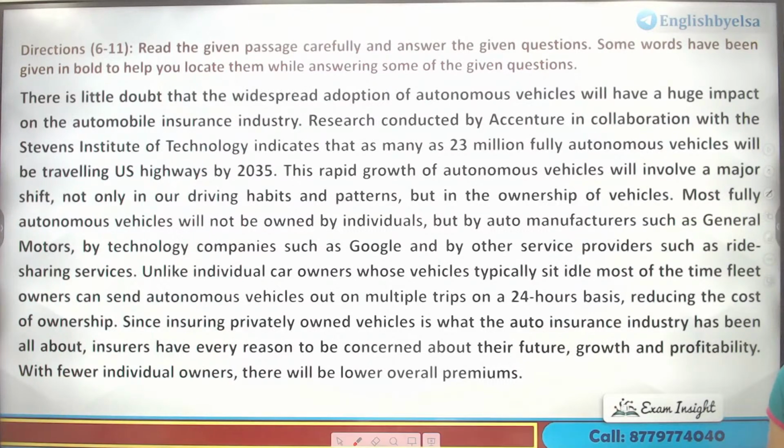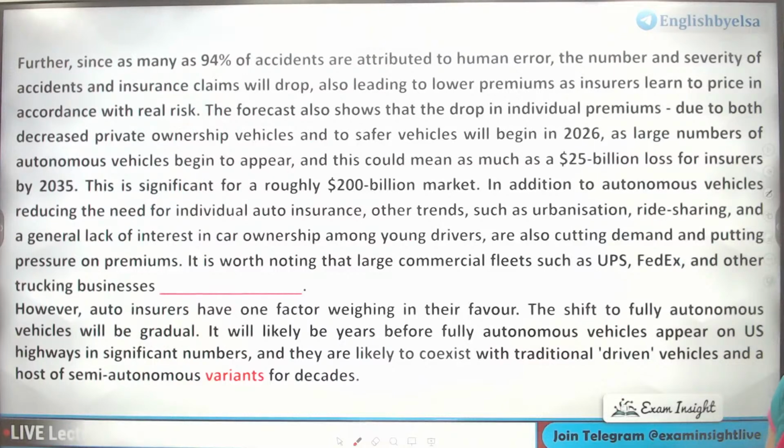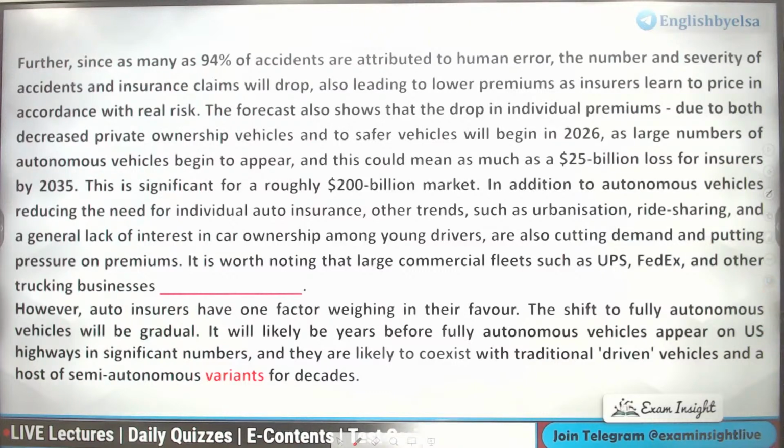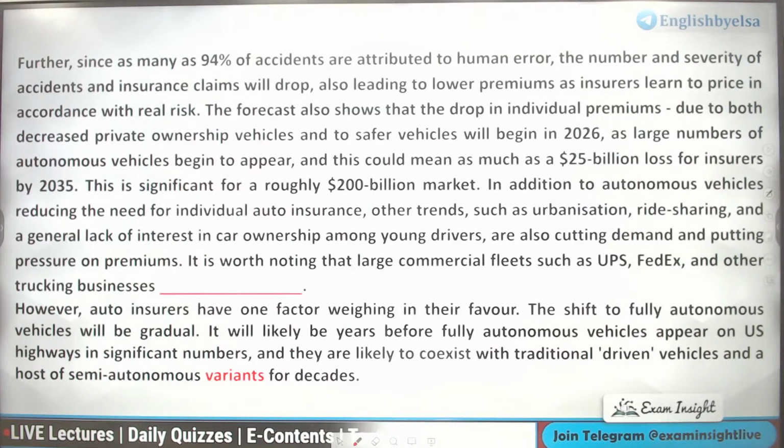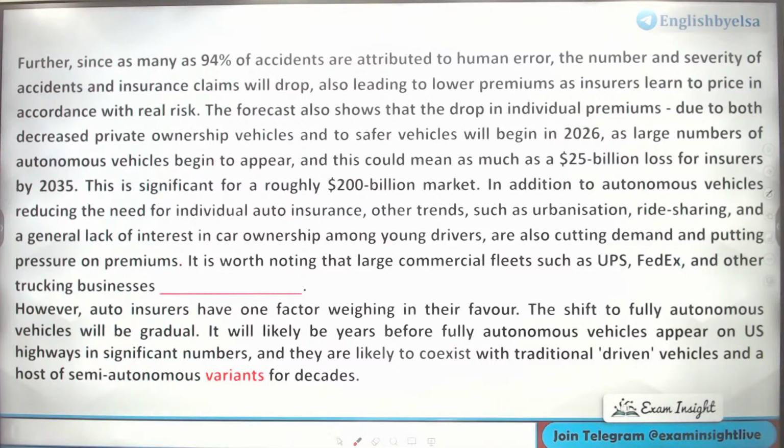With fewer individual owners, there will be lower overall premiums. Further, since as many as 94% of accidents are attributed to human error, the number and severity of accidents and insurance claims will drop, also leading to lower premiums as insurers learn to price in accordance with real risk. The forecast also shows that the drop in individual premiums due to both decreased private ownership of vehicles and to safer vehicles will begin in 2026 as large numbers of autonomous vehicles begin to appear, and this could mean as much as a 25 billion loss for insurers by 2035. This is significant for a roughly 200 billion market.